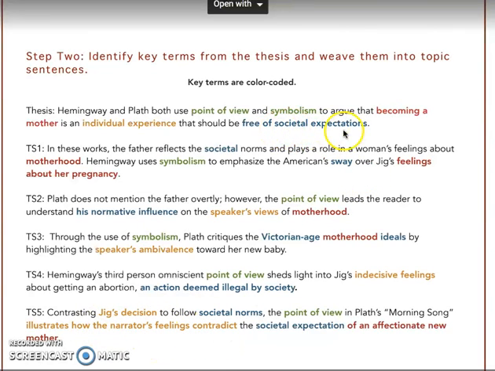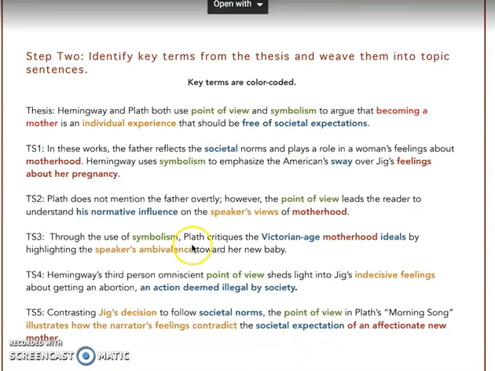And then societal expectations. This is where you're going to see, because this is the big, large point of this essay, societal norms, Americans' viewpoint, how he's swaying, a normative influence, so this idea that what the society believes about pregnancy is represented by the father, and he's the normative influence. Victorian age ideals, an action deemed illegal by society. Again, these are all expectations of what the society has about motherhood.